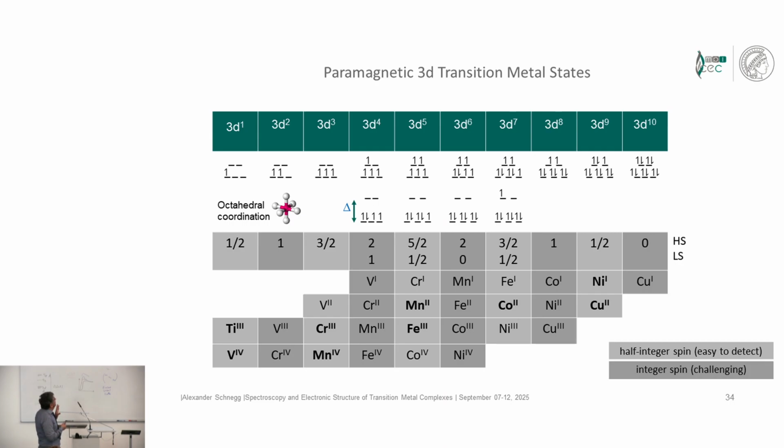This is kind of an EPR transition metal table because it distinguishes into half integer and integer spin states. I will come to this in a second, just to tell you what is depicted here. This is the filling of the d orbitals. This is the distribution of the electrons in an octahedral field in the low spin and in the high spin states. This is the resulting high spin and low spin values which you get, and these are the ions for which these cases are valid.